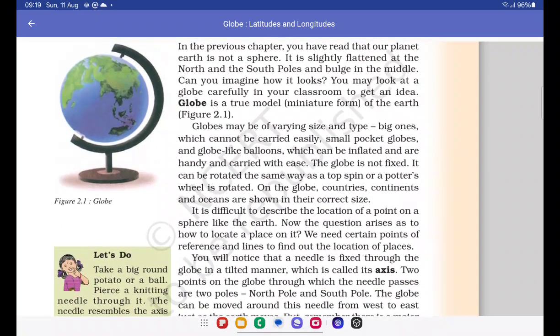In the previous chapter, you have read that our planet Earth is not a sphere. Strictly speaking, it is not a sphere, but in a loose sense, it is kind of a sphere. It is spherical, but not exactly a sphere. It is slightly flattened at the north and south poles and bulges in the middle. Can you imagine how it looks? You may look at a globe carefully in your classroom to get an idea. A globe is the true miniature model of the Earth.